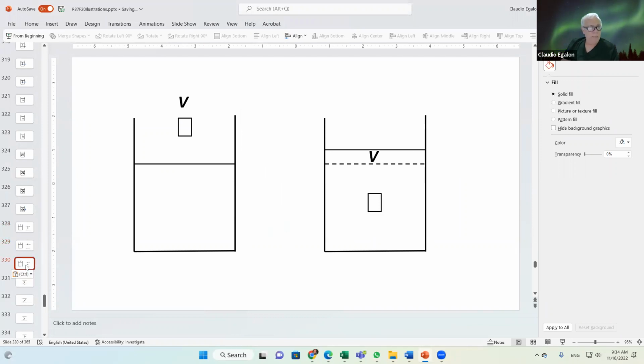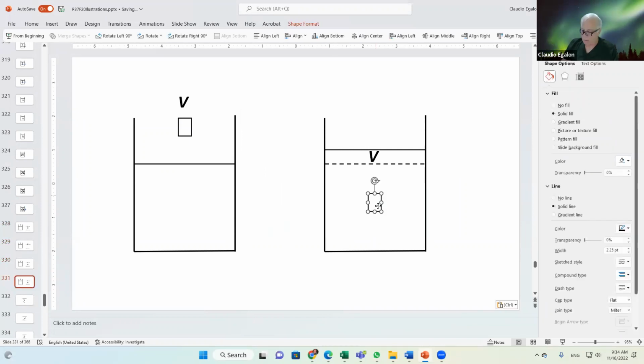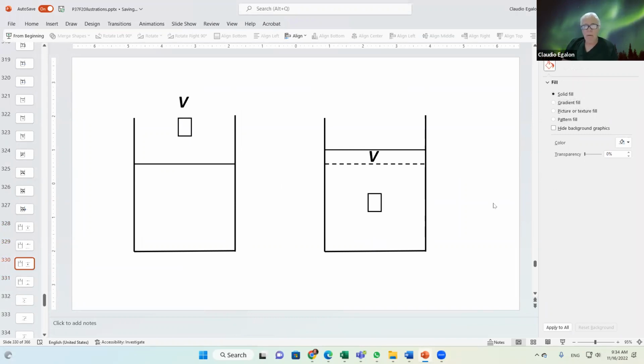If the object ends up sinking, it's going to move downwards. And that volume of water won't change at all. Here you go. An object that sinks.